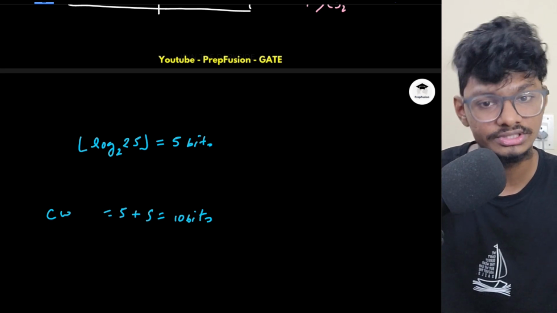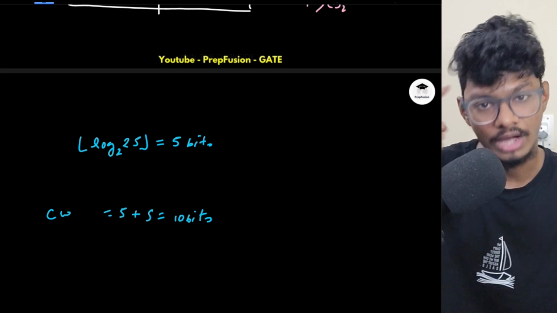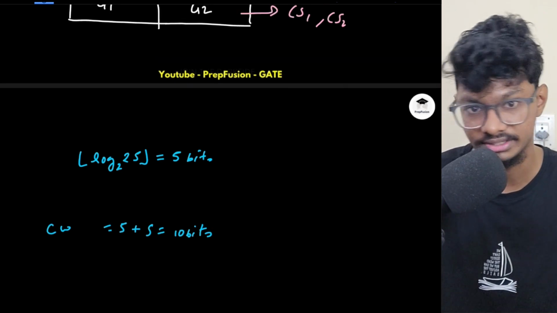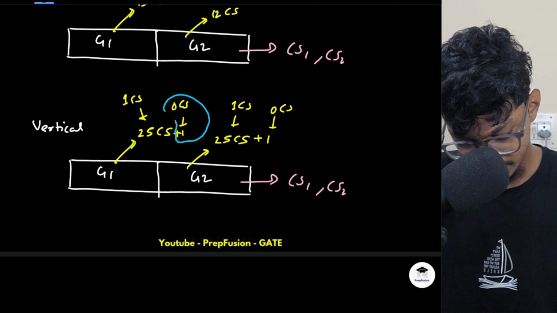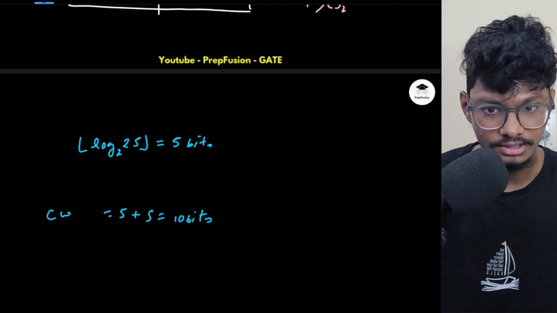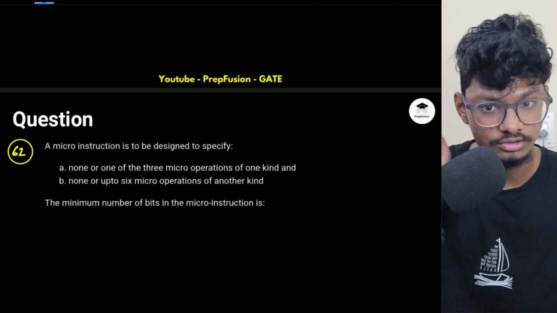Just understand how to do this type of question. Next time when it comes, you have this in your mind: okay, I can solve the question like this. This part is also very, very important: what happens if none of the control signals are on. That particular state also you have to choose.